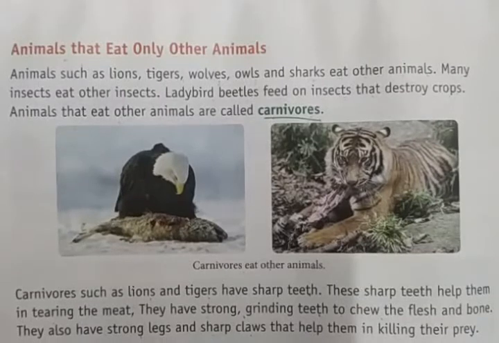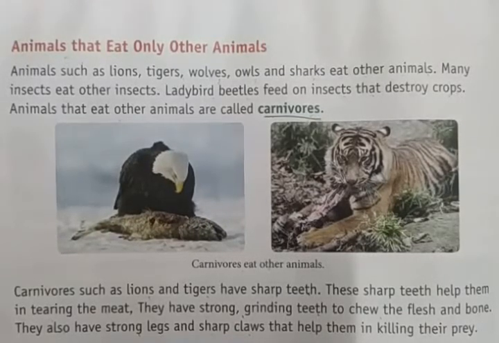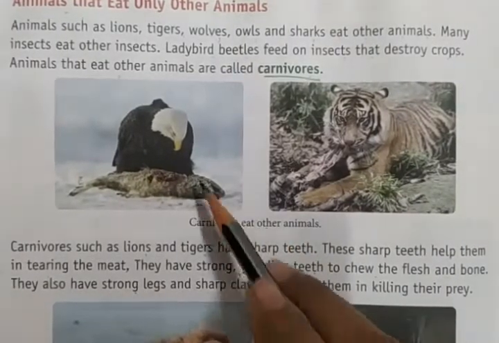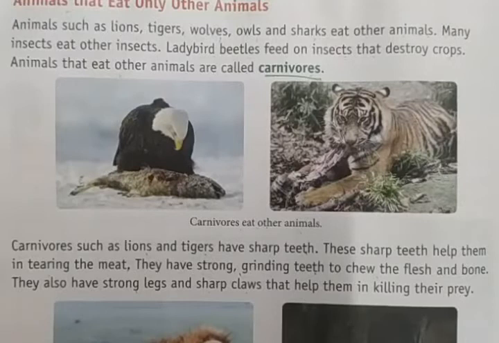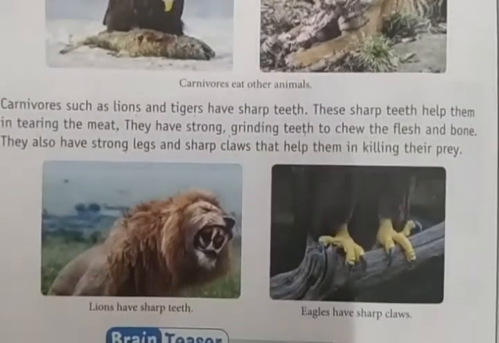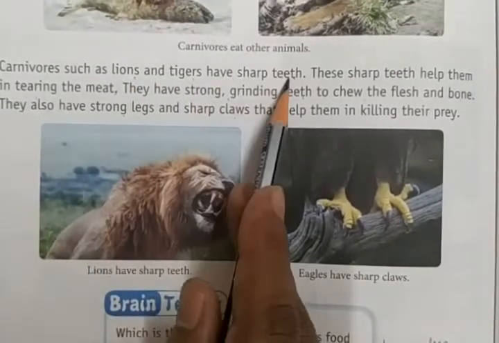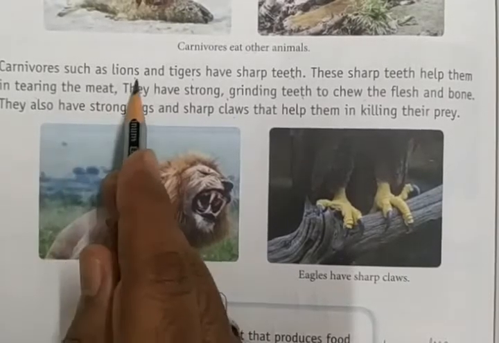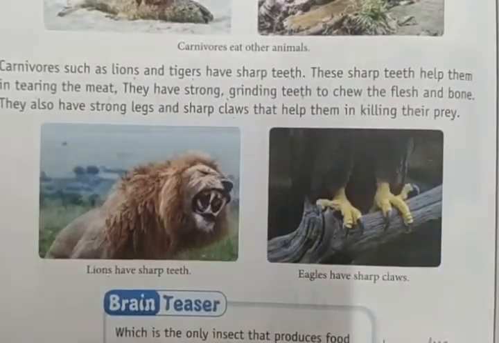Carnivores. C-A-R-N-I-V-O-R-E-S, carnivores, right? So here you can see the carnivores eat other animals. See, here you can see the eagle bird and this is the tiger. They are eating the flesh of other animals. Now, carnivores such as lions and tigers have sharp teeth. These sharp teeth help them in tearing the meat.